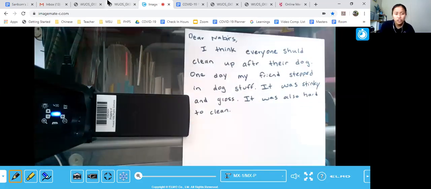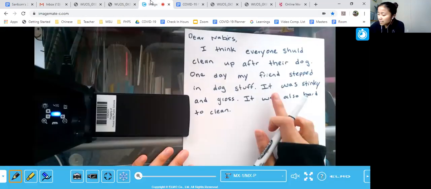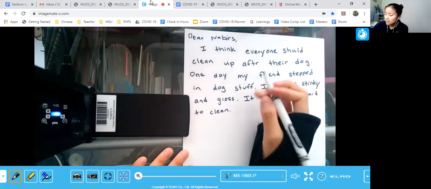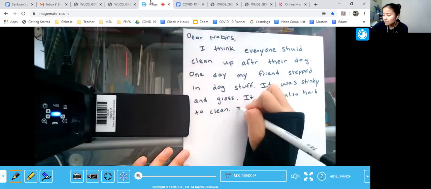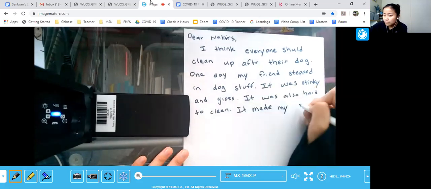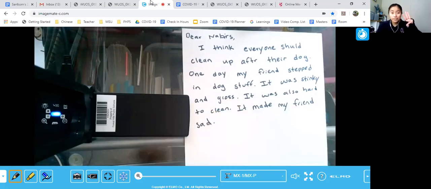Okay, let's check my chart and see what else do I need to do. Tell your opinion. Did it. Tell a little story. Check. Give lots of reasons. So let's see. Did I give a lot of reasons? It was stinky and gross. It was hard to clean. Maybe I need another reason. It made my friend sad. Okay, I gave a lot of reasons.